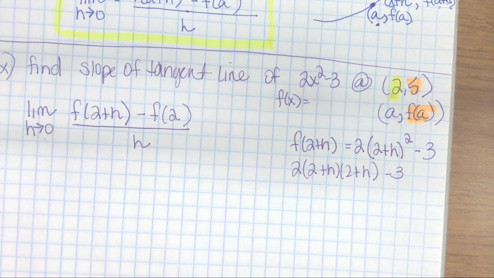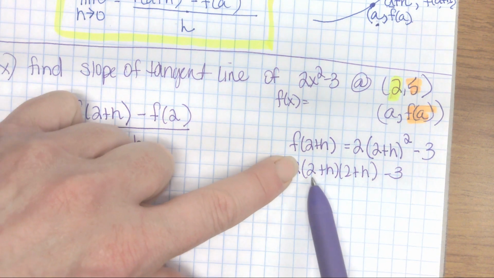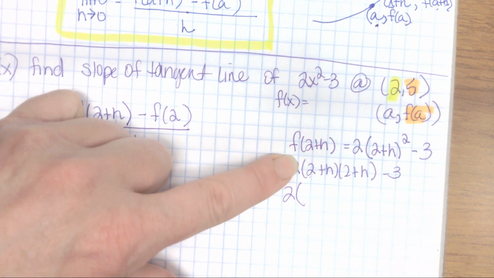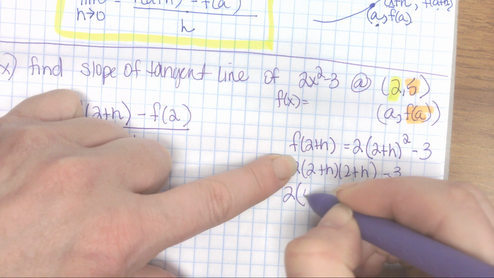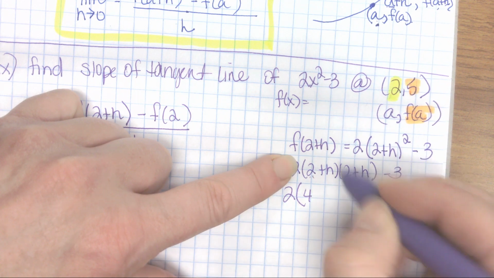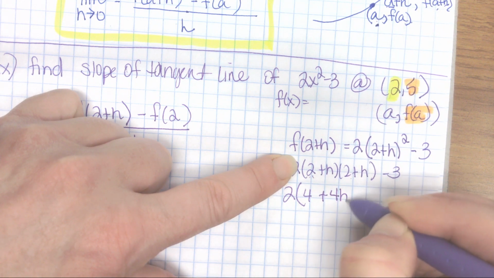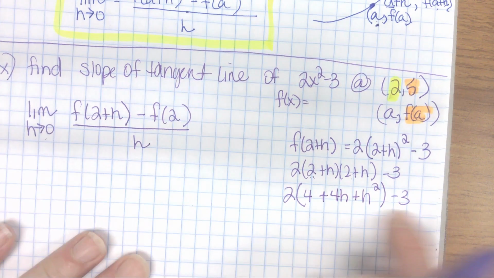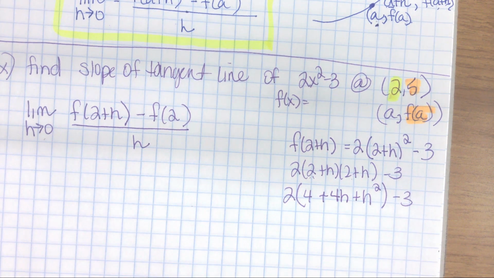Okay, let's do it. So I have that 2 out in front. What's 2 times 2? 4. 2h plus 2h is 4h plus h squared. Okay. Would you guys simplify that all the way for me, please?